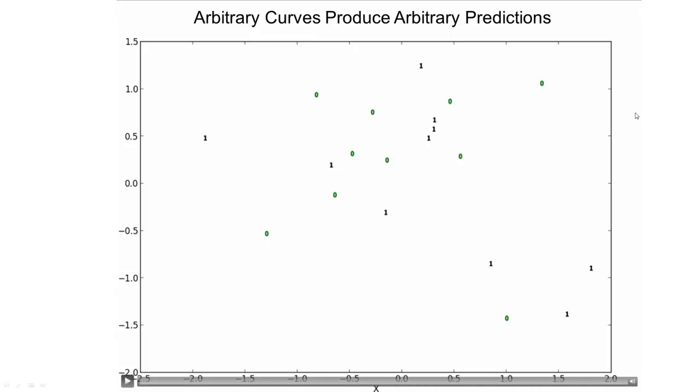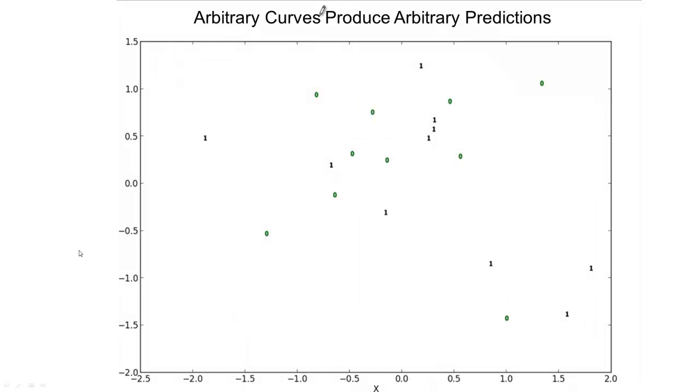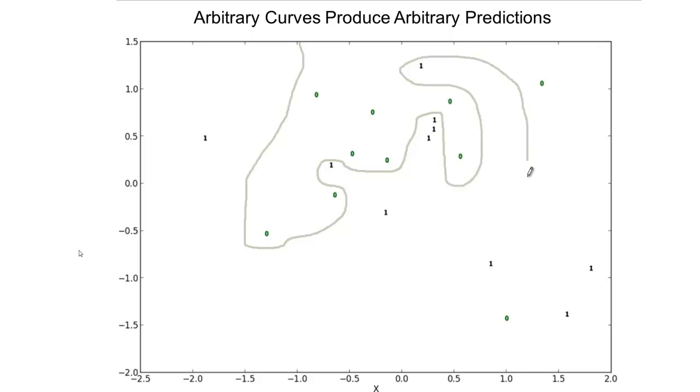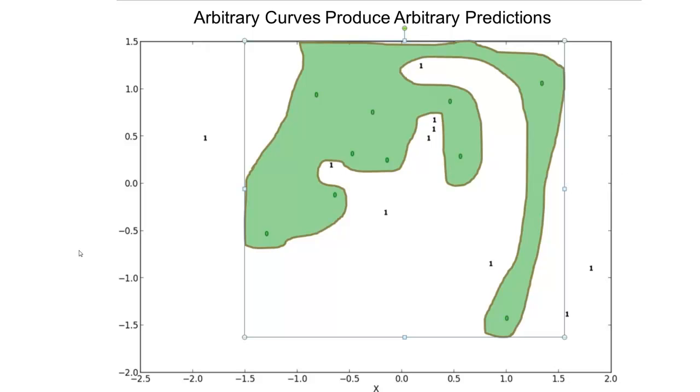We do so because arbitrary curves can produce arbitrary predictions. So for example, let's suppose we simply draw an arbitrary curve that places all of the zeros inside of one region and all of the ones outside of that region. So here you can see me drawing, and I'm making sure that the ones are always on the outside of this curve. And if I close this curve, now notice that we've classified everything as either ones or zeros.